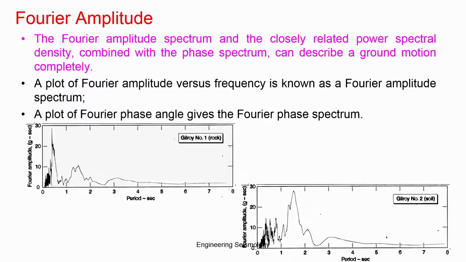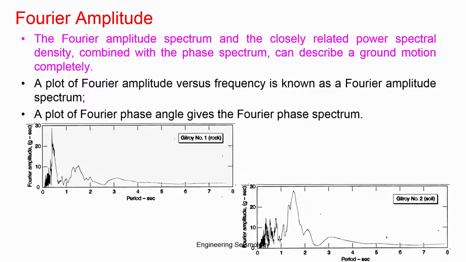So this is the typical Fourier amplitude spectrum. The Fourier amplitude spectrum, closely related to the power spectral density, combined with the phase spectrum can describe the ground motion completely. The plot of Fourier amplitude versus frequency is known as the Fourier amplitude spectrum, and the plot of Fourier phase angle gives the Fourier phase spectrum. So the plots of the Fourier phase angle and Fourier amplitude with respect to frequency give you the Fourier amplitude spectrum and Fourier phase spectrum definitions.